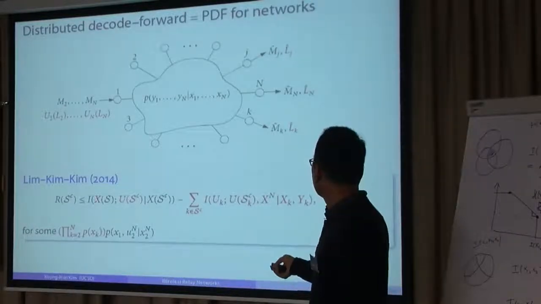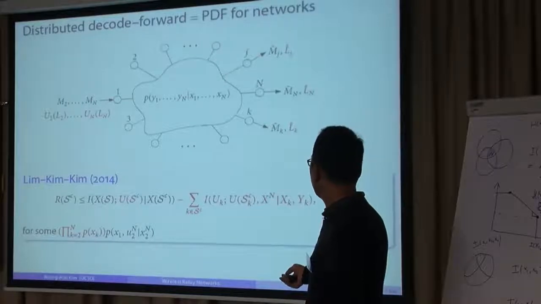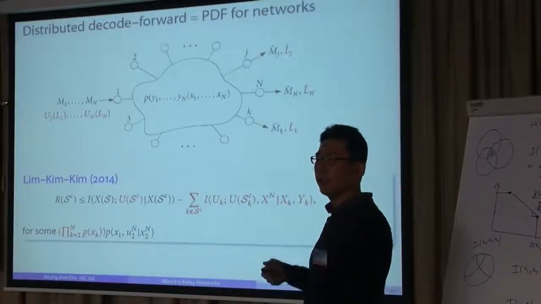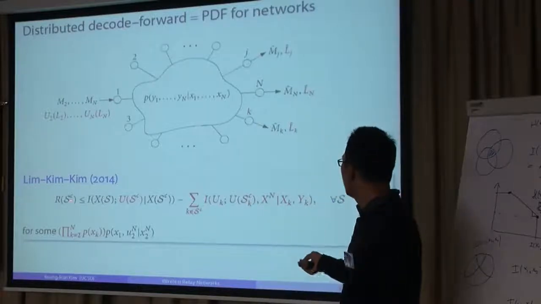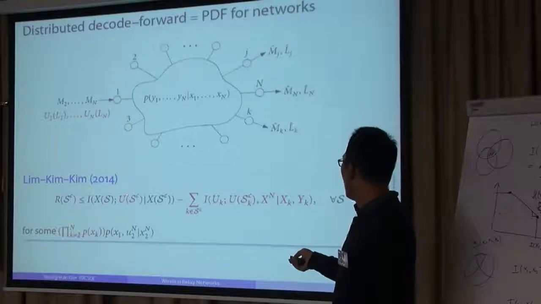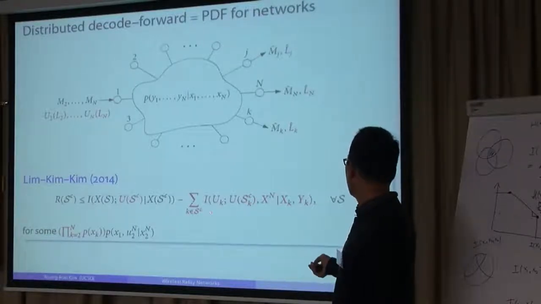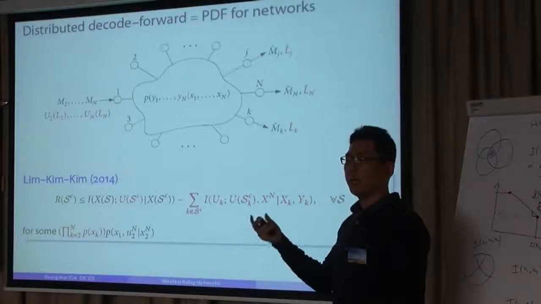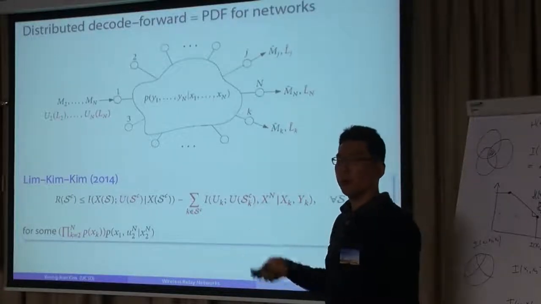So this is the achievable rate we can get from this distributed decode forward scheme. You can see the similarity to the cut-set bound as well as partial decode forward before. There is a cut-set-like term, except that instead of Y, we have U, and then there is an additional penalty term, which captures the cost of doing the pre-coding or entanglement.